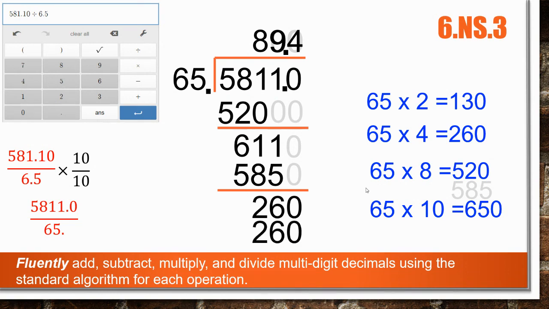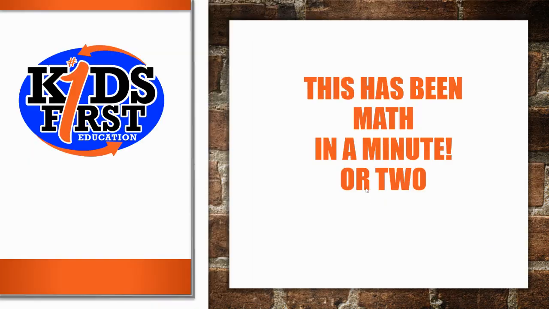If you notice, my answer is 89 and 4 tenths. Let's see what my calculator gave me. 89 and 4 tenths. Woohoo! We're ready to rock and roll.